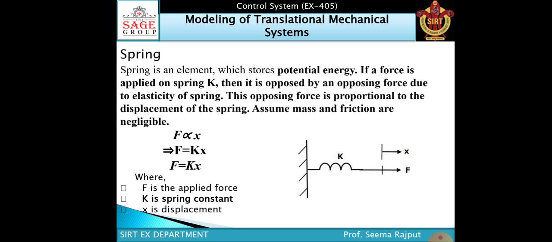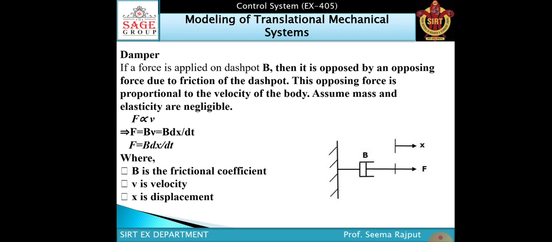This F equal to kx is in time domain, and we will convert this into Laplace domain, so that is F(s) equal to k X(s), where F is the applied force, k is the spring constant, and x is displacement. Okay, and last one is damper. Damper is also known as dashpot.